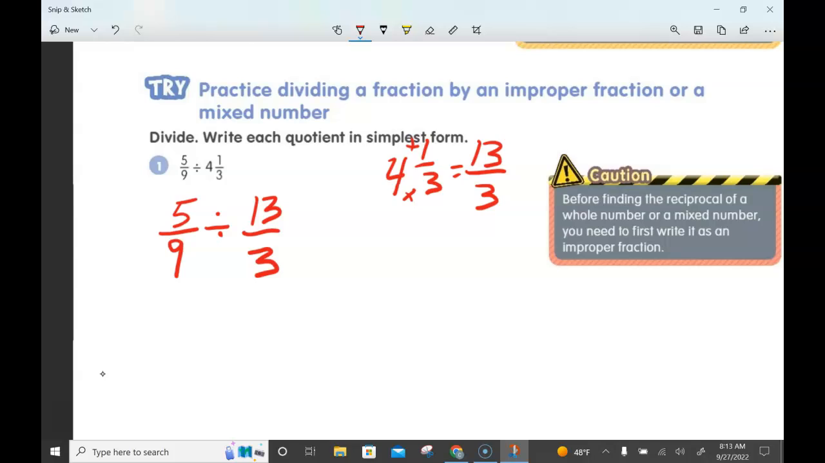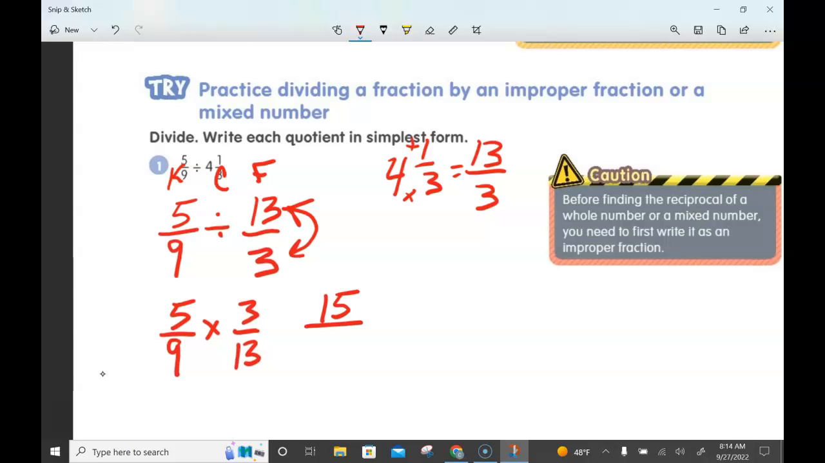13/3. Now what we need to do first of all, before we start anything, is remember keep, change, flip. Keep the 5/9, change division to multiplication, and then the reciprocal. Whenever I say reciprocal, that means you flip the numerator and denominator, to 3/13. So now that we have this problem, we're going to take 5 times 3. It's going to give us 15. 9 times 13 is 117.